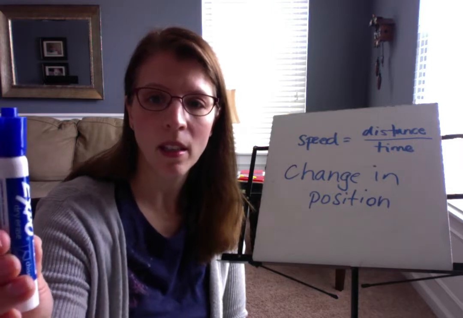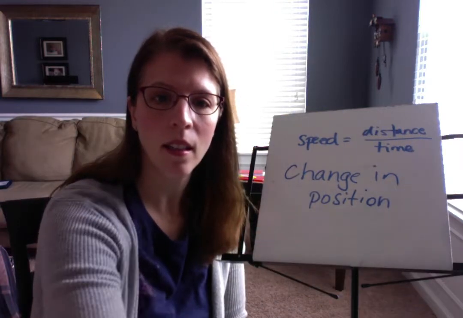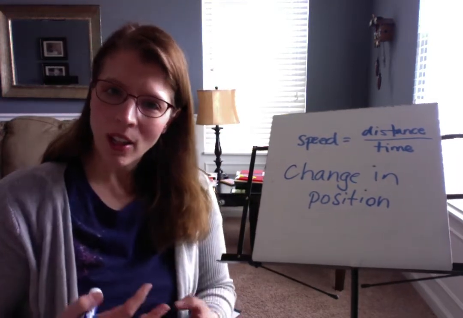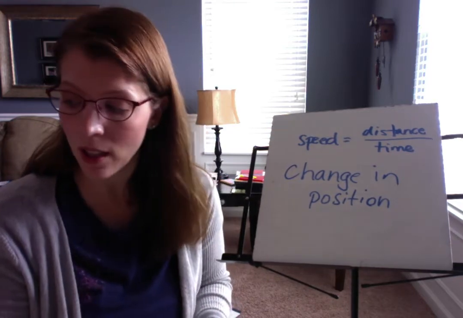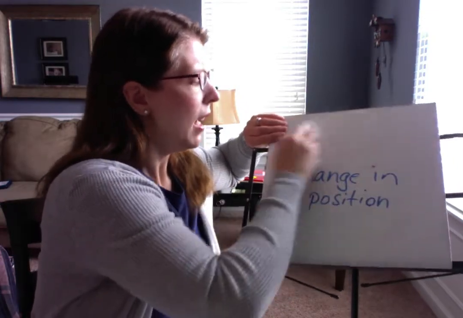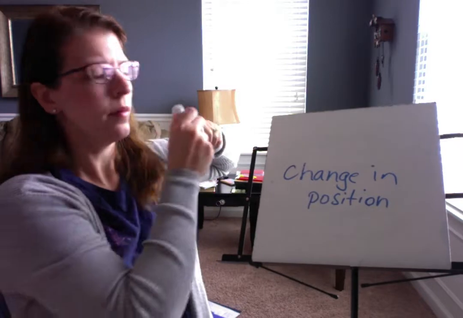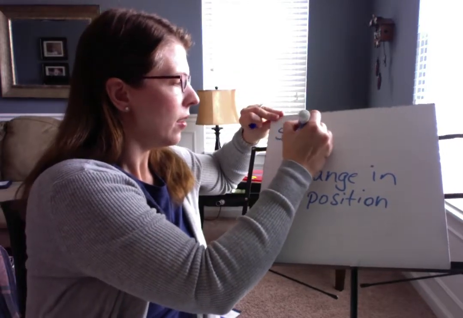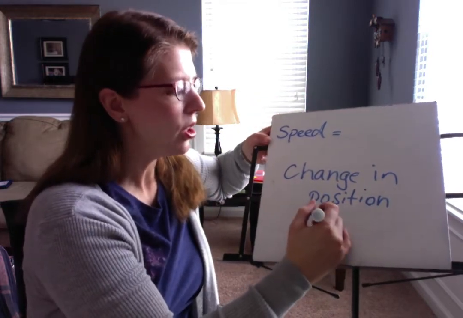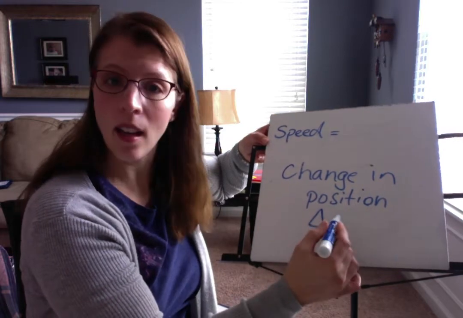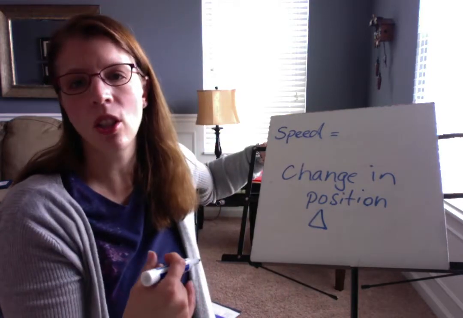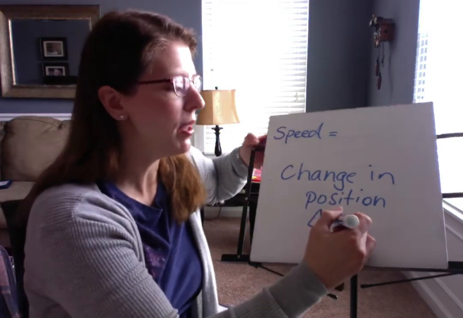But now what if I started my stopwatch and went like this and ended it? All right, that was probably less than a second. So what we're doing there is we're changing the amount of time it took me to make that change in position. So speed is going to be equal my change in position, which in physics we would write this as a delta. That means a change in something. You could have a change in time. You could have a change in temperature. You could have a change in position.